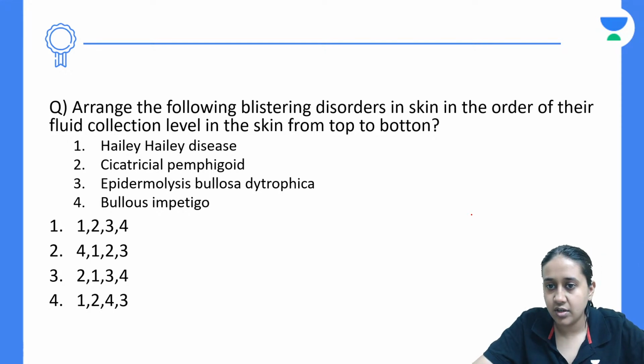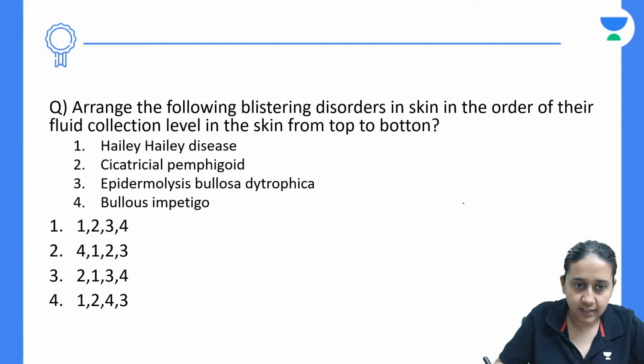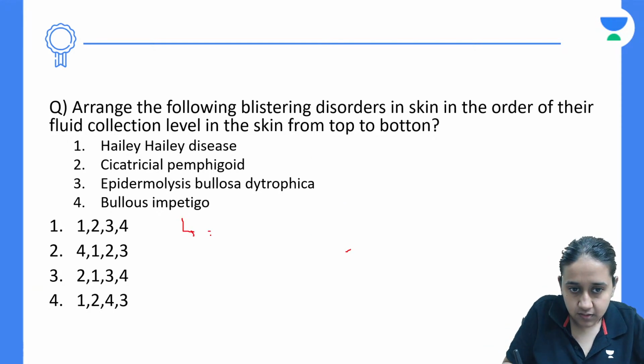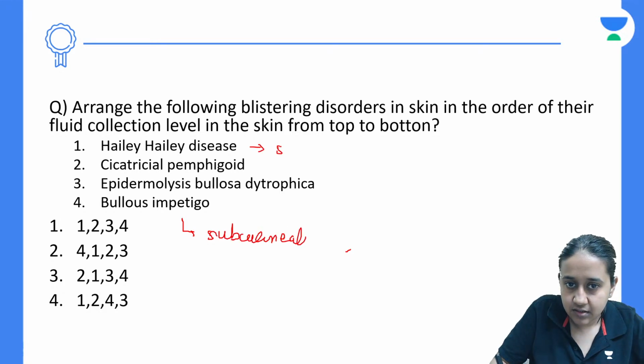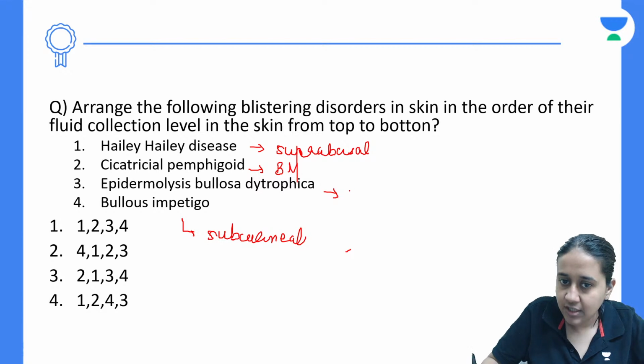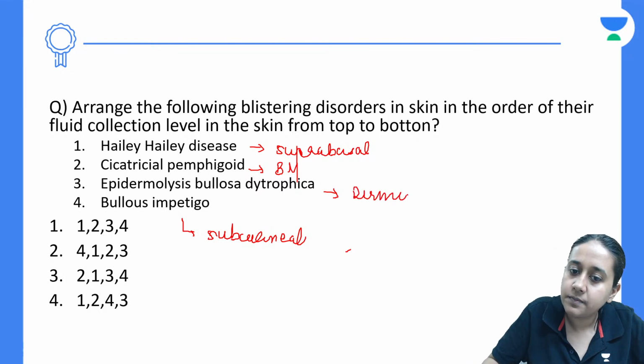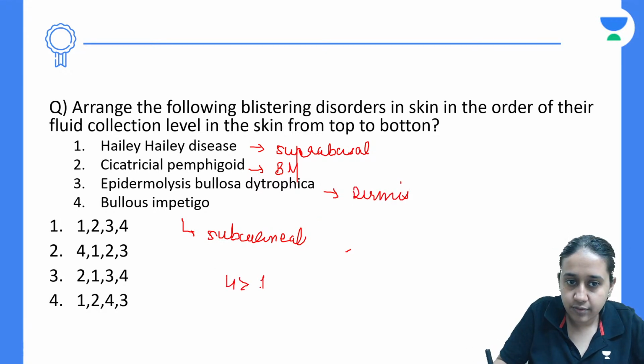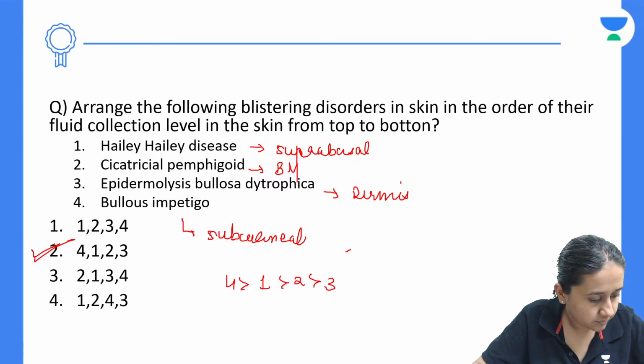Arrange the following blistering disorders in skin in order of their fluid collection from top to bottom. Very nice. In bullous impetigo, it is subcorneal, just beneath the stratum corneum. Hailey-Hailey disease, it is suprabasal, just above the stratum basale. In cicatricial pemphigoid, at the level of basement membrane, and in epidermolysis bullosa dystrophica, at the level of dermis. So the correct answer is 4, 1, 2 and 3. Clear? The correct answer is option number 2.